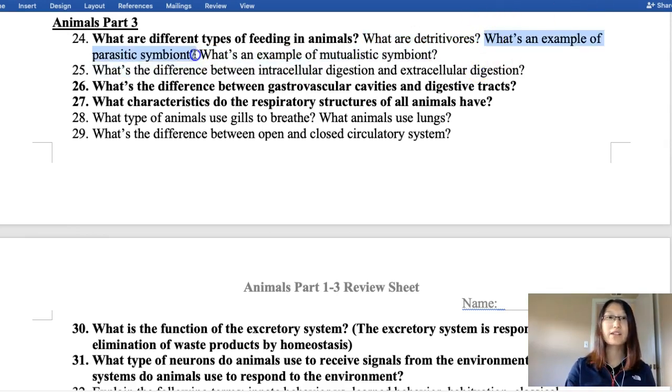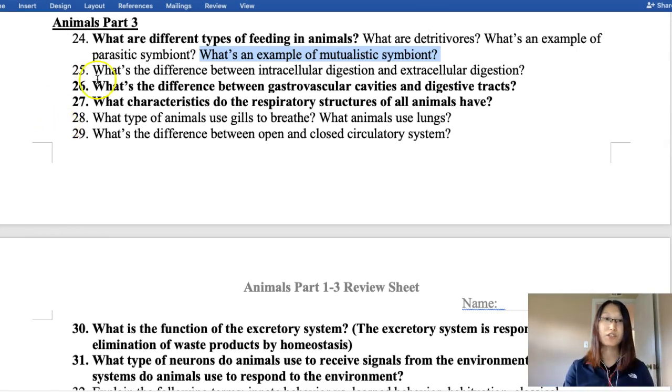What's an example of parasitic symbionts? Those are symbiotic relationships, but those are little parasites. So for example, roundworms will be a parasitic symbiont. What are examples of mutualistic symbionts? Those are when two organisms are benefiting each other at the same time. So for example, bacteria living in our stomach, and we're benefiting from the bacteria living in our stomach, and that's a mutualistic relationship.